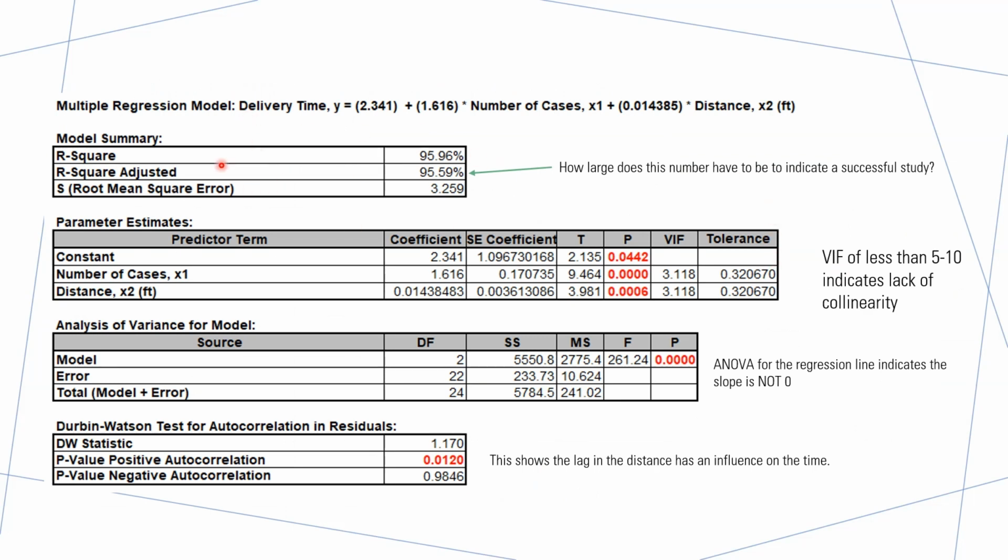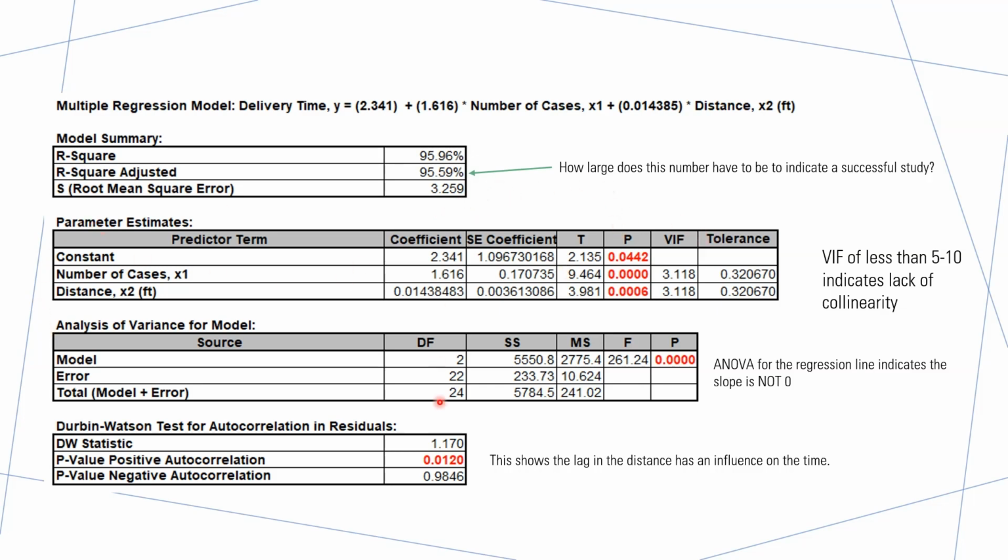Note that R-squared adjusted is approximately 96%. Does this number have to be that large to indicate a successful study? We'll talk about that in a minute. The root mean square error is 3.25, which means we should be able to predict delivery time within plus or minus 6.5 minutes. I don't know whether that's good enough, but the engineer surely knows.